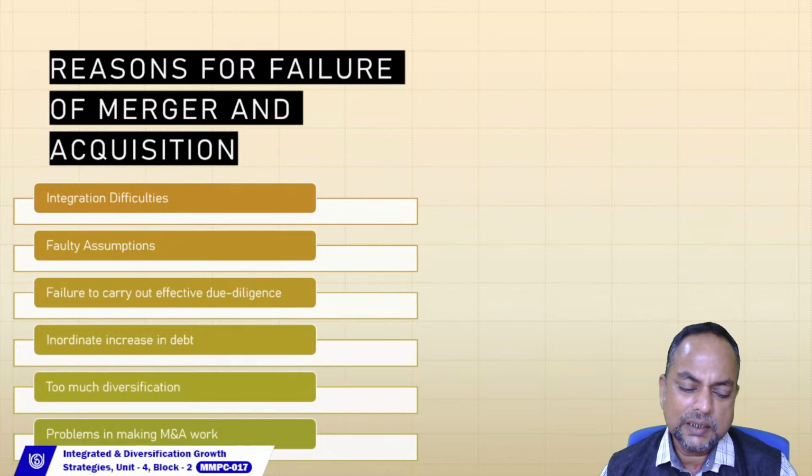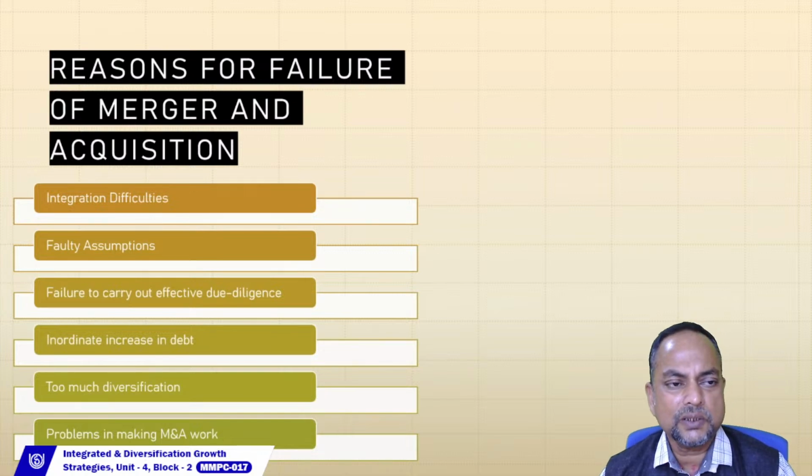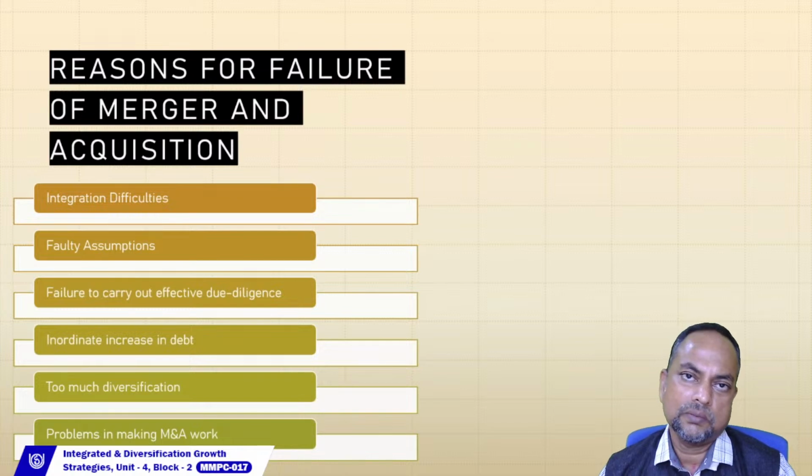However, here you can see the basic aspects which are the core reasons for the failure of mergers and acquisitions is integration difficulties. As I was telling you, when these two organizations merge, they create a completely new entity altogether. So there may be a high level of cultural clash.